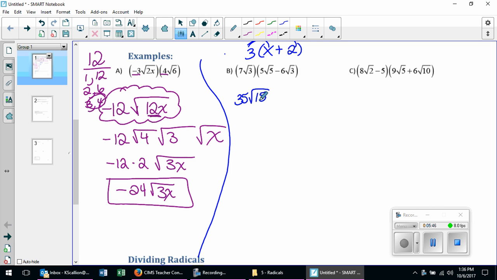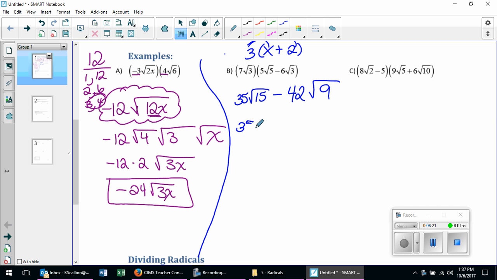Now 7 times 6, negative 6. Negative 42. And root 3 times root 3 is root 9. Anybody see anything we can simplify? The 9. Can I simplify the 15? There's no factors of 15 that are perfect squares. I got 1 and 15, I got 3 and 5. So I can't simplify it.